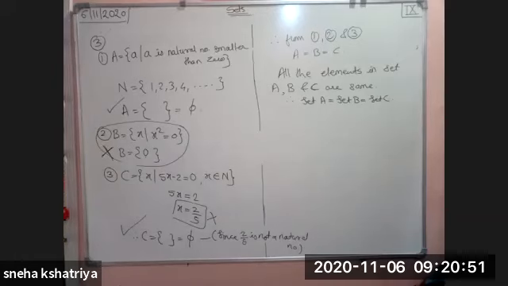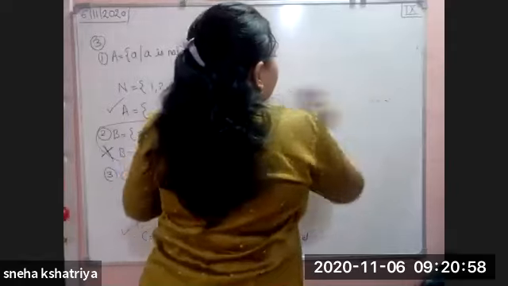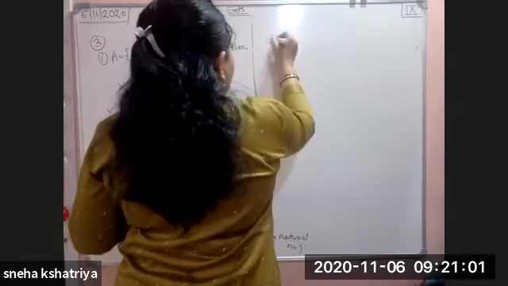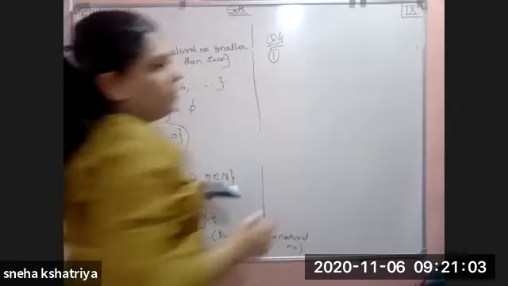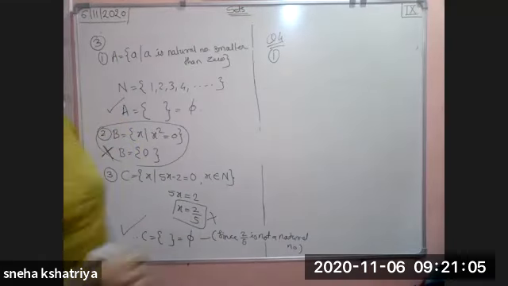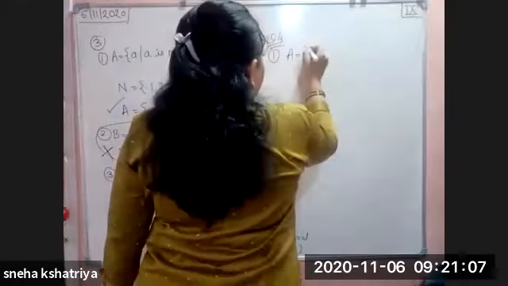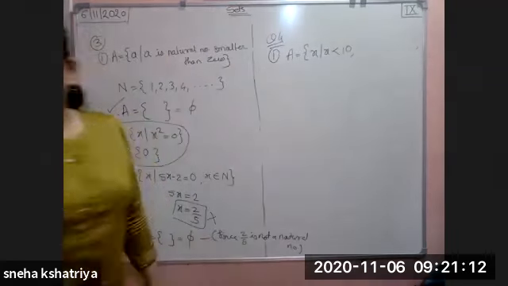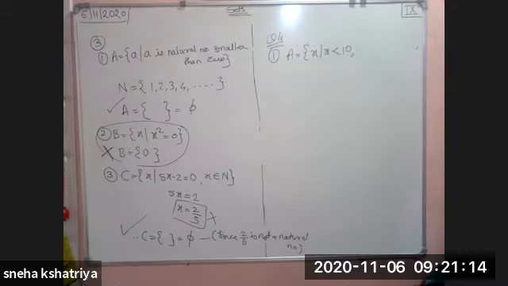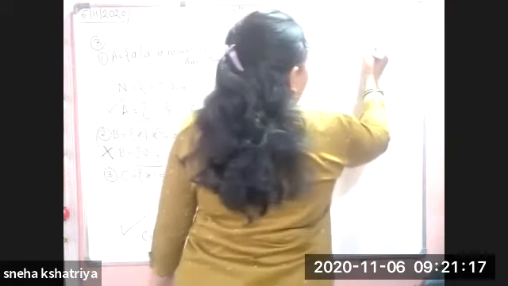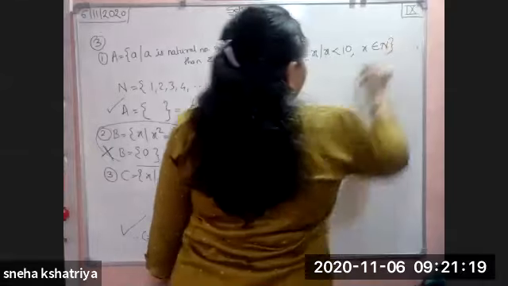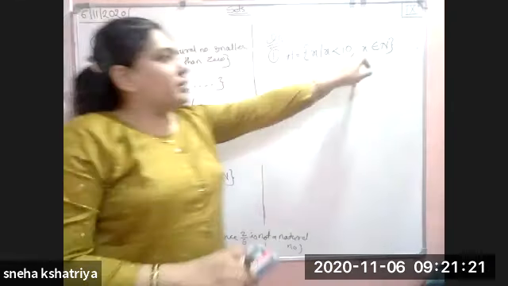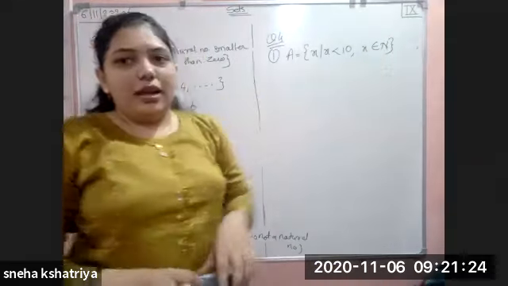Write with reasons which of the following sets are finite or infinite. Very, very easy one. Finite and infinite you have to write down. Question number 4. First is given to you. A is equal to x such that x is strictly less than 10 and x is a natural number. Okay, I have written like this. X is a natural number means what? X belongs to N.